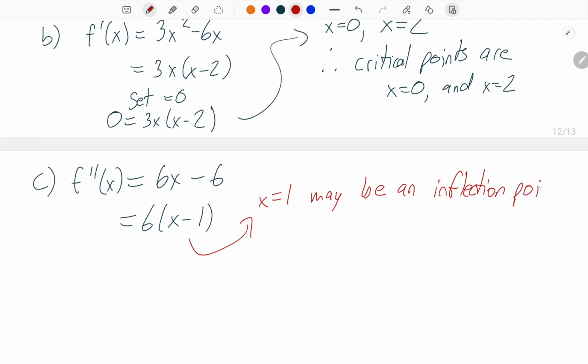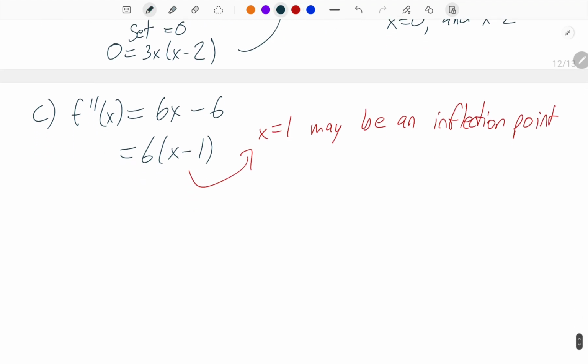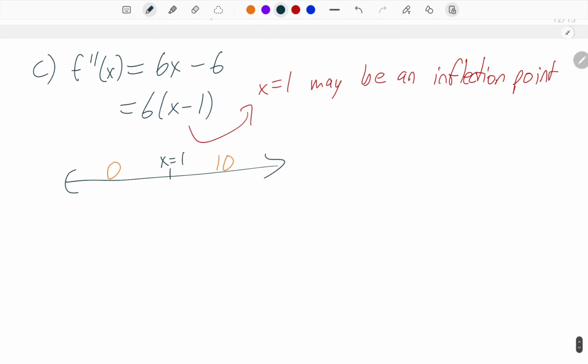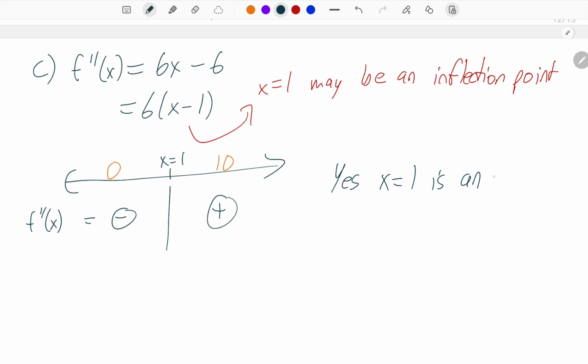What we do want to do is set up an interval number line at x equal to 1. On either side, I'm just going to put a 0 and a 10. It doesn't matter, we're just plugging numbers into that function. It's a very simple function, so if you plug in 0, 0 minus 1 is negative, so the whole thing is negative. If you plug in 10, 10 minus 1 is positive, so the whole thing is positive. That confirms that x equal to 1 is an inflection point. The concavity is changing.